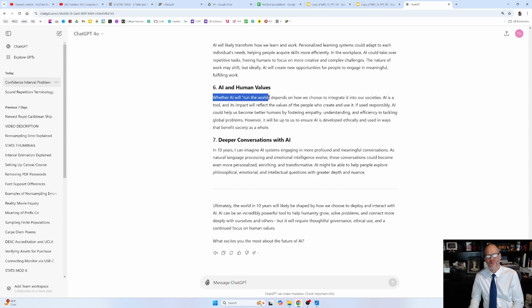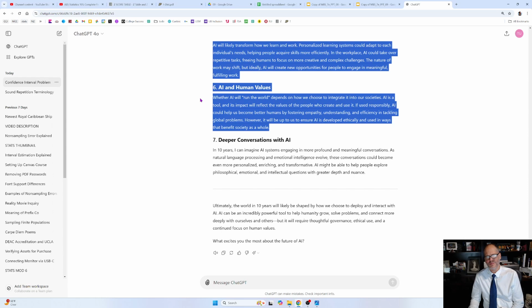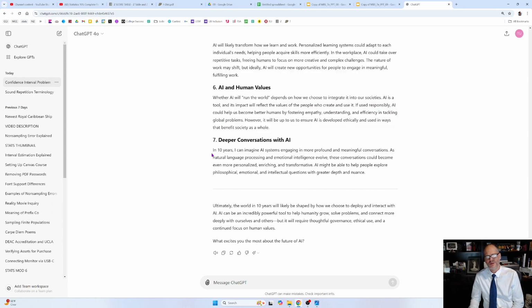AI and human values. Whether AI will run the world depends on how we choose to integrate it into our societies. AI is a tool, and its impact will reflect the values of the people who create and use it. If used responsibly, AI could help us become better humans by fostering empathy, understanding, and efficiency in tackling global problems. However, it will be up to us to ensure AI is developed ethically and used in ways that benefit society as a whole.